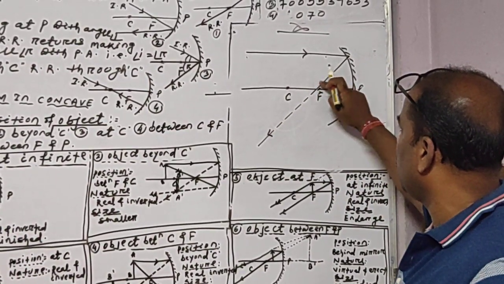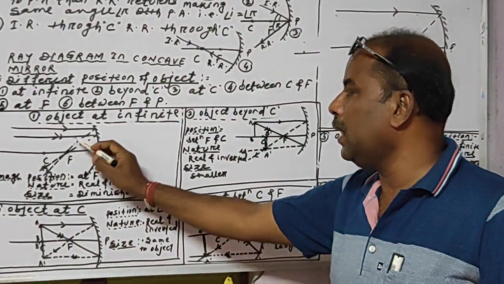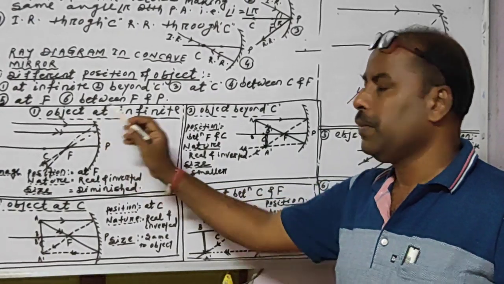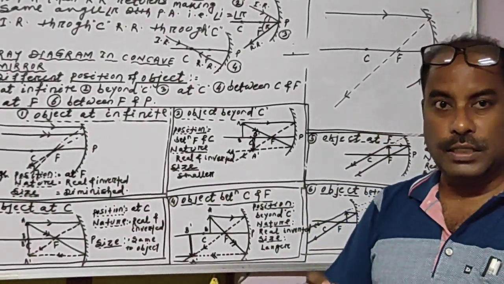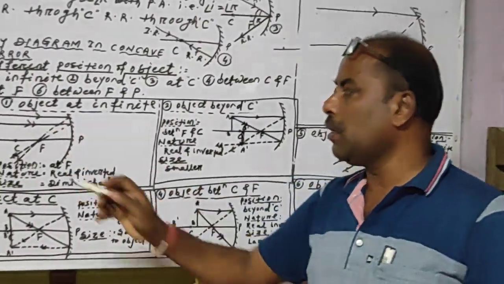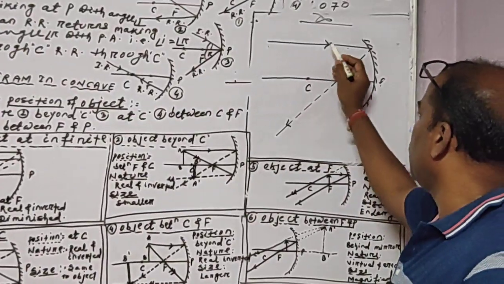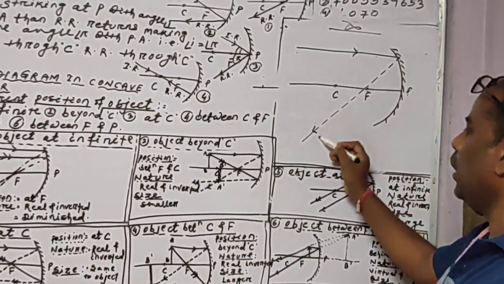This dotted mark means the reflected ray, and this regular line means the incident ray. This is the incident ray, this is the reflected ray. A single arrow mark means the first ray. A double arrow mark means the second ray. So the first ray I have taken, and the first ray is coming through the focus.